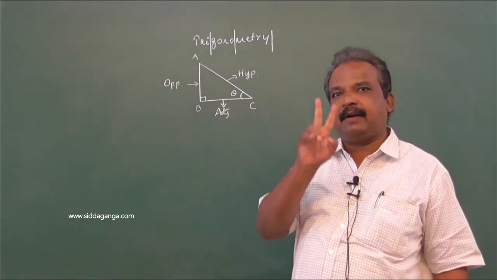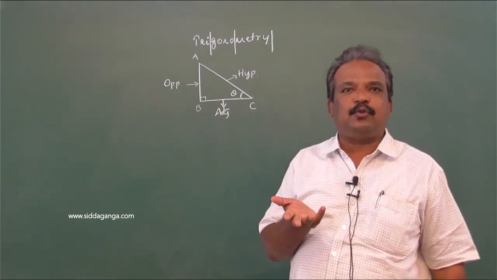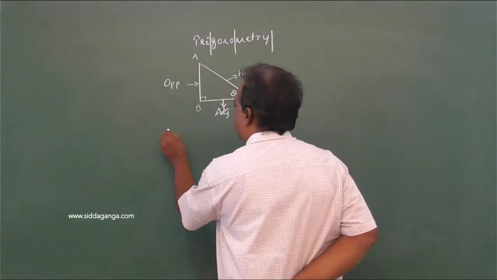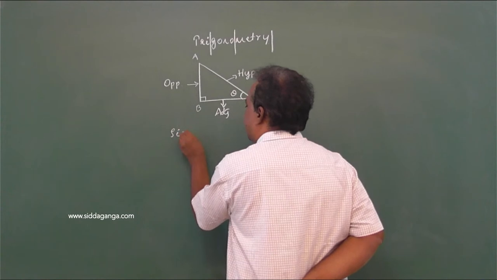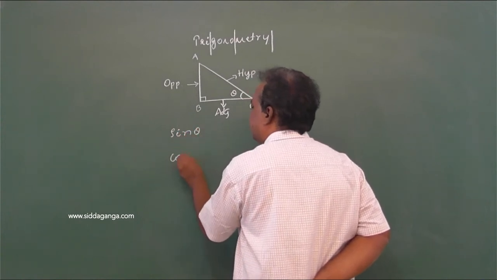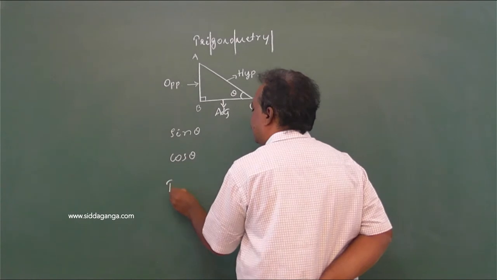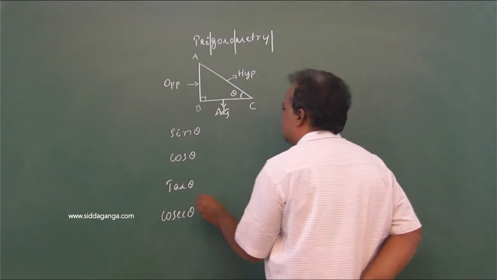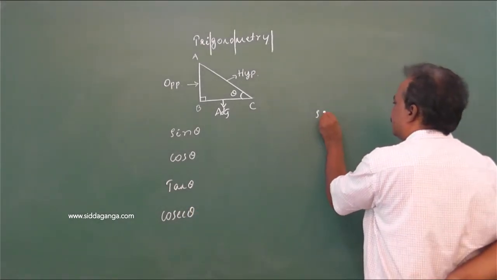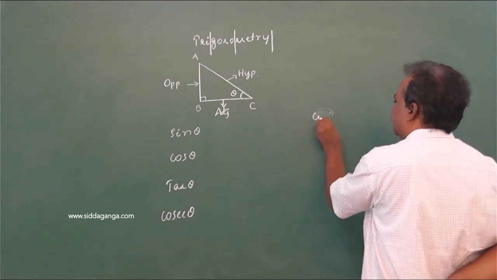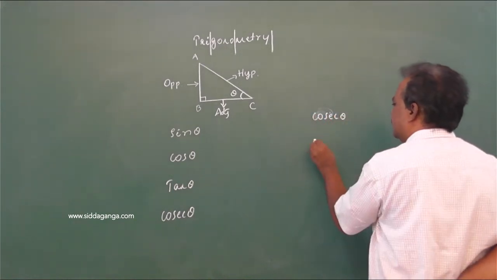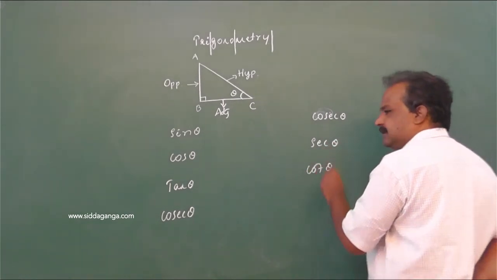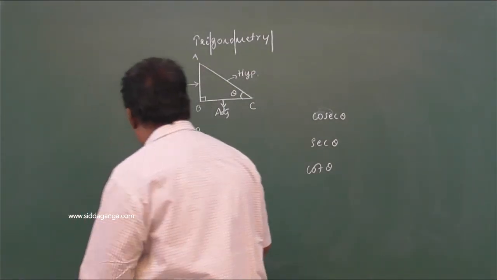To define a ratio, we require two sides. So, 3 into 2. How many ratios can be possible? 6 ratios. So, you can define those 6 ratios as sine theta, cos theta, tan theta, cosec theta, secant theta, and cot theta. These are the 6 trigonometric ratios.